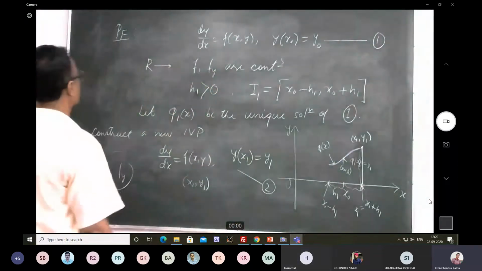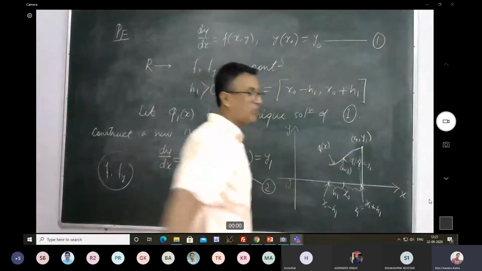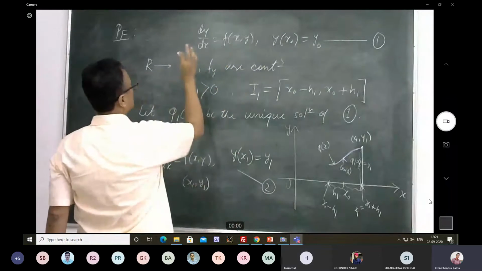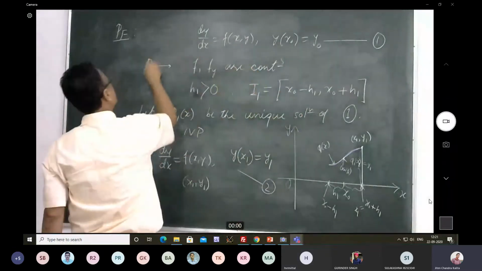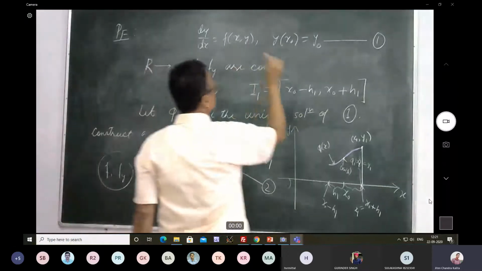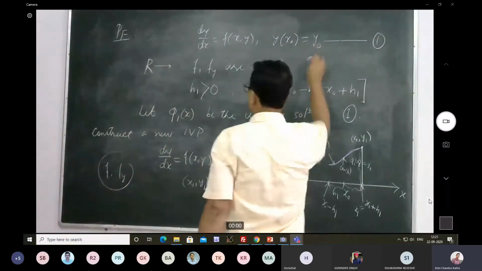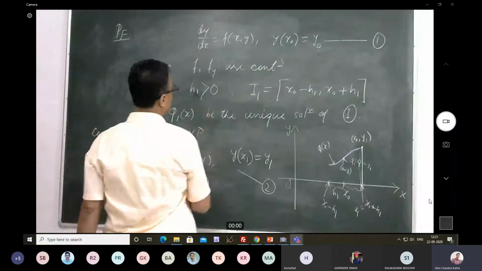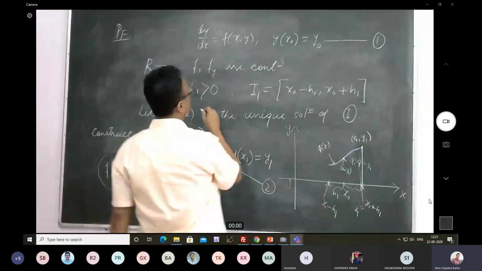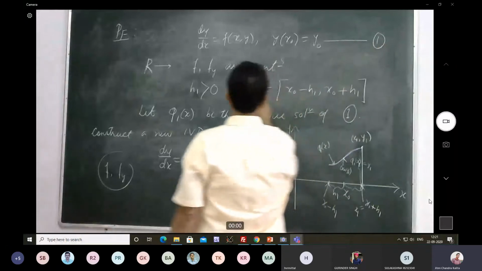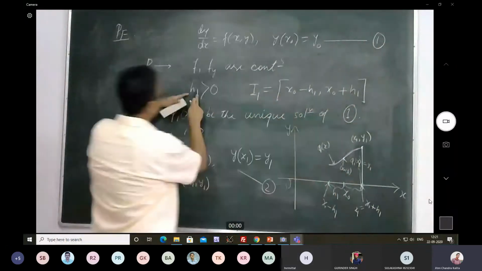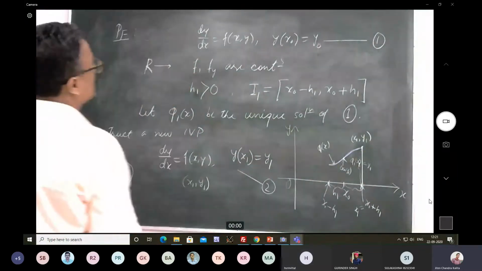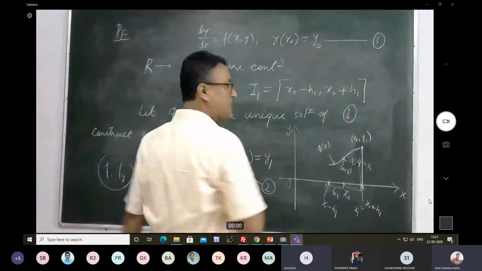So what we are going to prove is that, if I am given this initial value problem, where obviously I consider an open rectangle R to which the point x0, y0 belongs. Then what happens? If f and fy are continuous, I can get a unique solution of this initial value problem 1 in the interval I1 given by this, where x1 is strictly greater than 0.